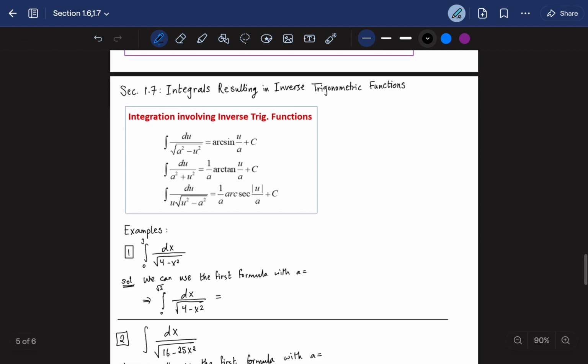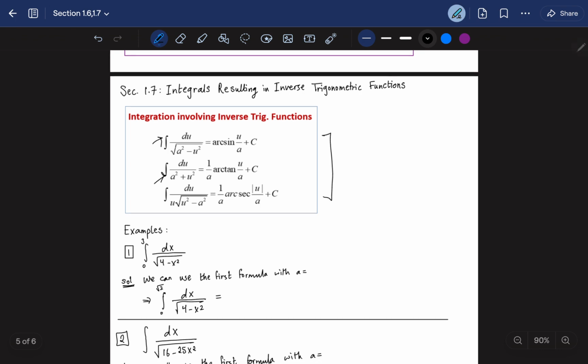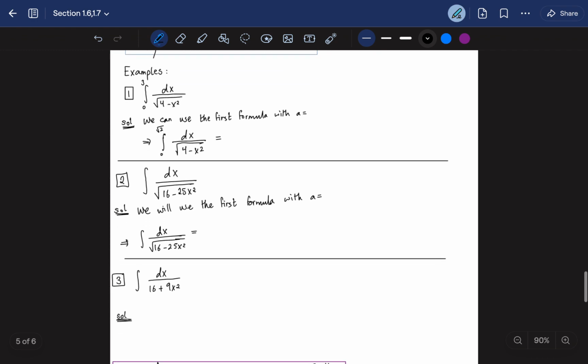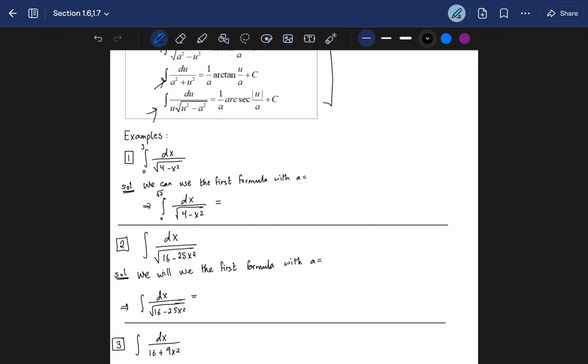And now section 1.7 is just integrals when we have inverse trig functions. So these are my main formulas that we're going to use. If you have anything of this form, this is just arcsine, which is sine inverse of u over a. If you have something of this form, this is 1 over a arctan u over a. Anything of this form is just 1 over a arctan u over a. So these are just formulas that you should be familiar with. They're very easy to just apply. So let's see the first example.